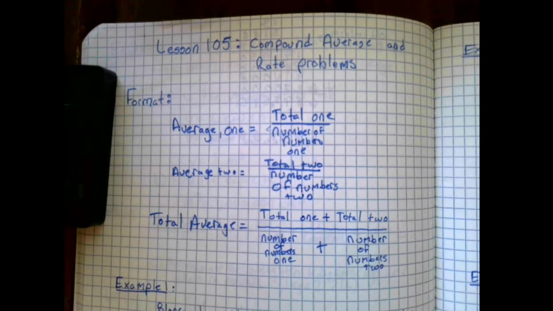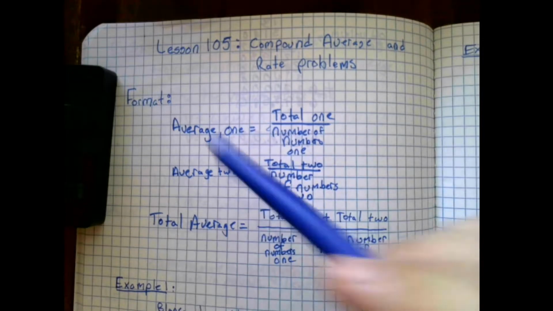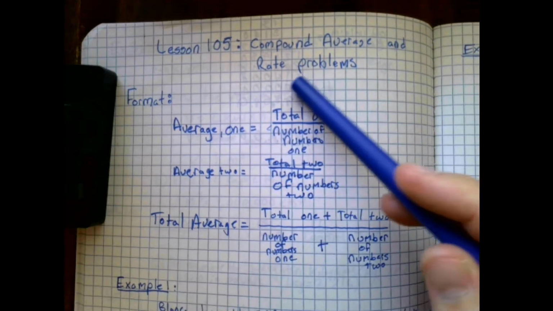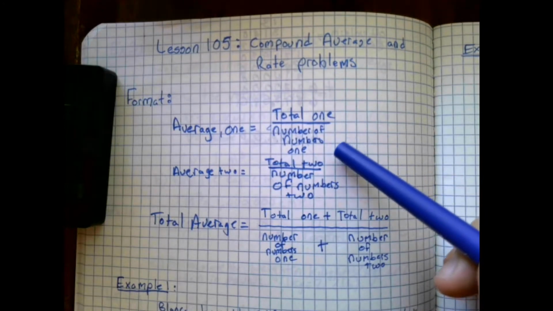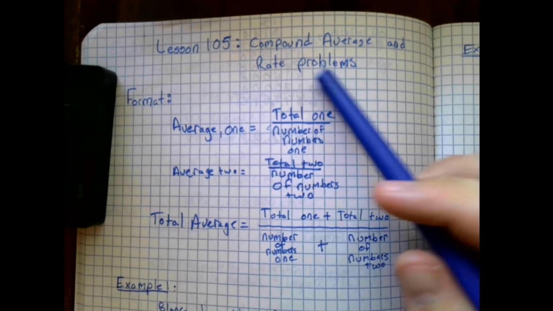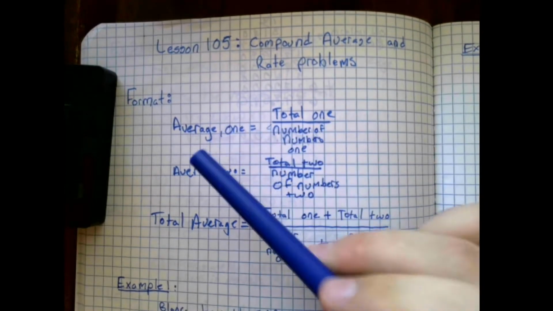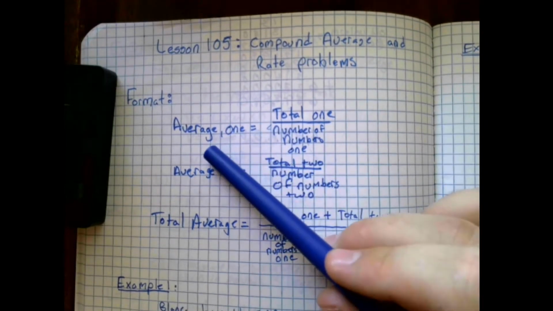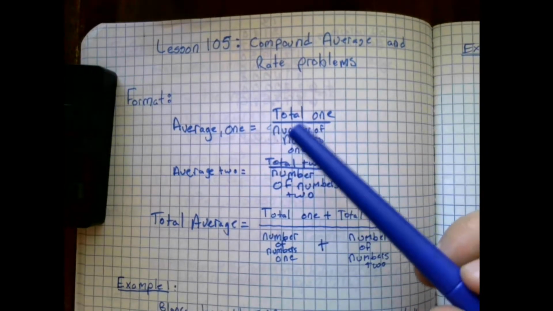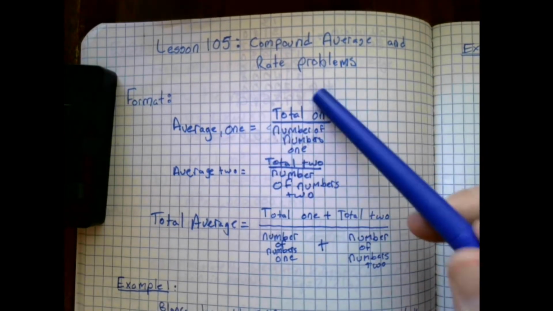Now, remember that if we're finding an average or a rate, the average or rate is equal to the total amount divided by the number of numbers. So we'd add up all of our data, and then we would divide by the number of numbers, and that would give us our average. If we're given the average and the number of numbers, we can always multiply in order to get the total.